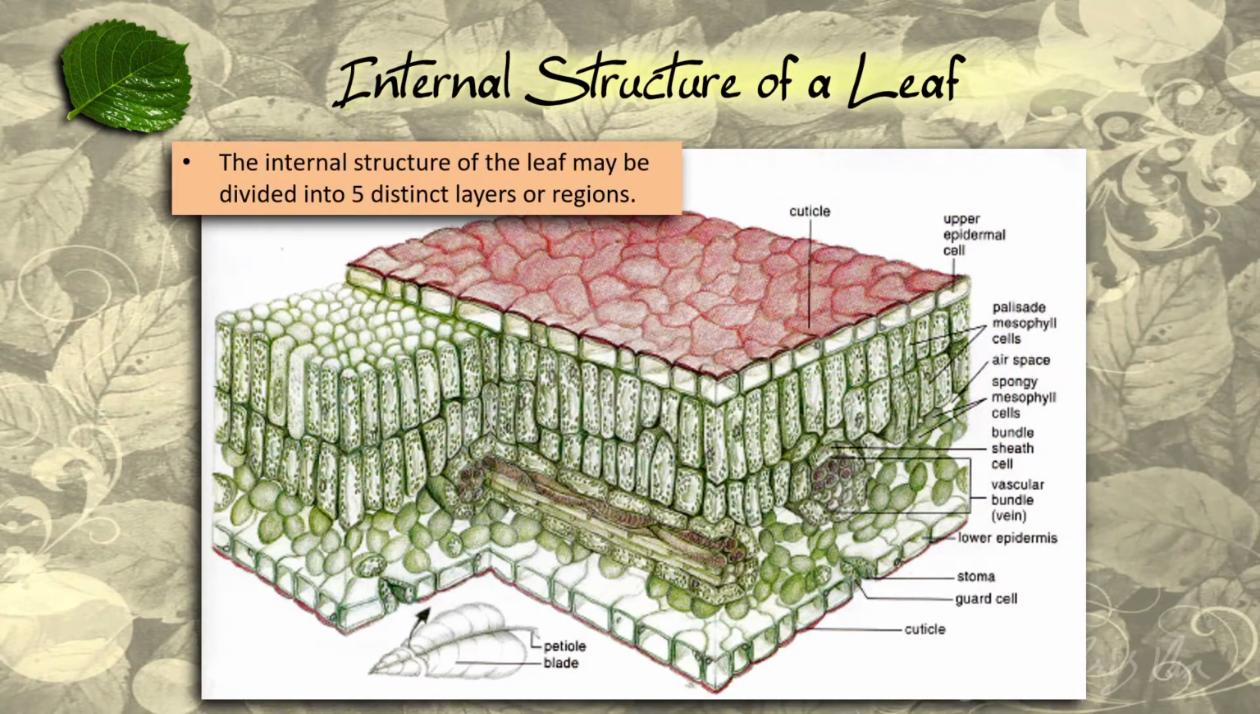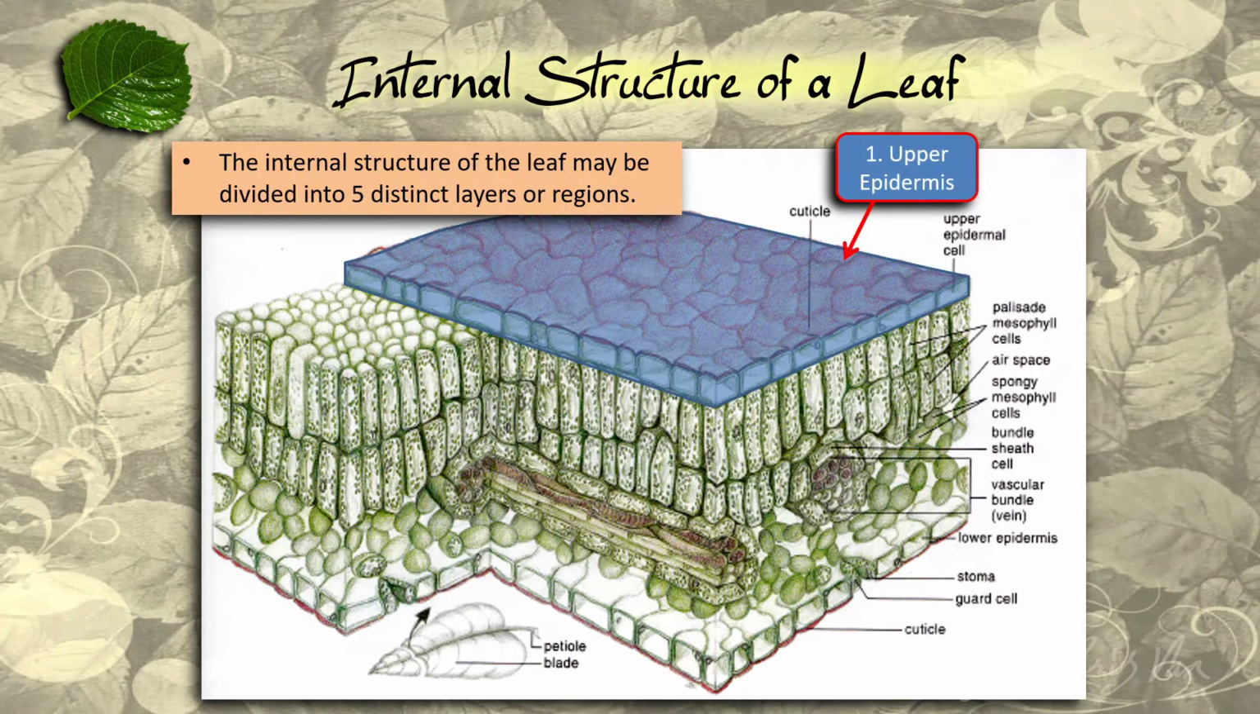Next, for the more important part, which is the internal structure of a leaf. The internal structure of the leaf can be divided into 5 regions. The last region is the vascular bundle. I will just tell you offhand, which is more for the next chapter. To be honest, we normally just classify them into 4 plus 1 vascular bundle, because the vascular bundle is in one of the regions. First region is the upper epidermis.